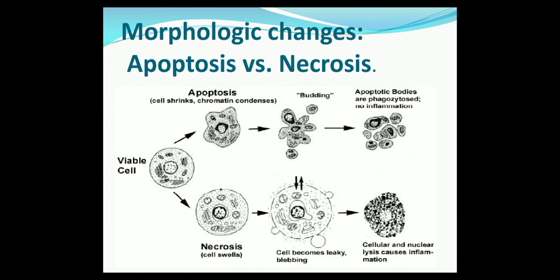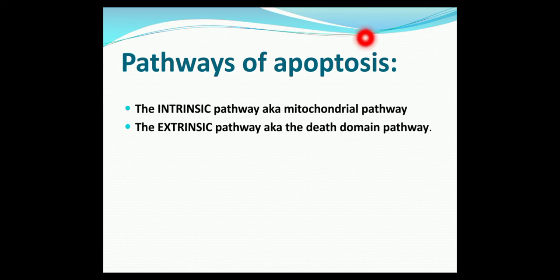Now let's talk about the pathways of apoptosis. Guys, in this video we have only discussed the basic concept, the overall idea: what is apoptosis, why it takes place, how it takes place. In another series of videos, we'll talk about the intrinsic pathway and extrinsic pathway independently, very important topics. Apoptosis takes place by two pathways: the intrinsic pathway, also known as the mitochondrial pathway, and the extrinsic pathway, also called the death domain pathway. They are very important pathways.